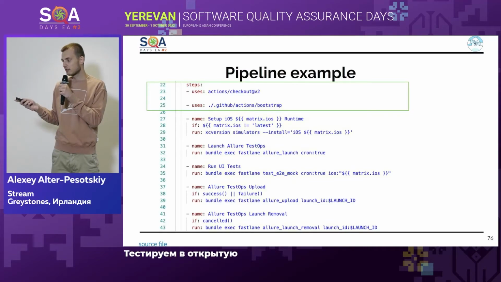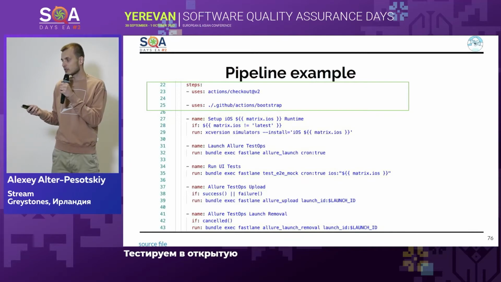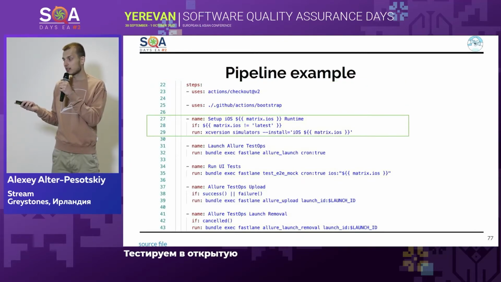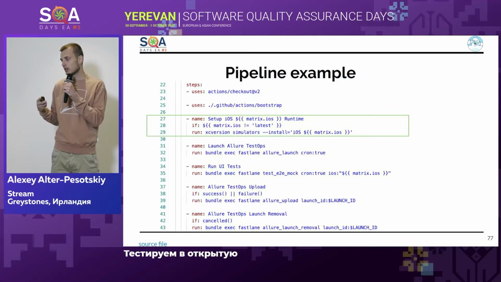Okay, steps. First of all, we are checking out our repo, and we are using our custom action Bootstrap to install all the tools and services that we need prior to the tests. Then we are setting up the runtime. If we are using the latest iOS version, we don't need to install the runtime. If some older iOS versions, we need to install the simulator.